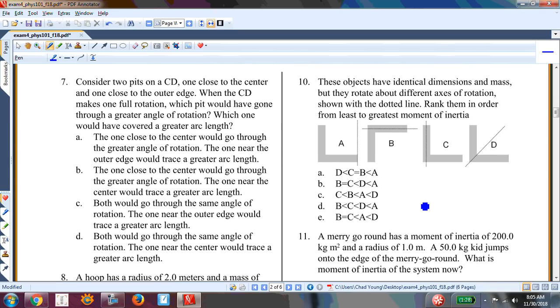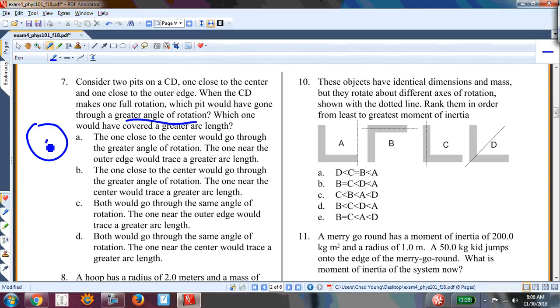Consider two pits on a CD, one close to the center and one close to the outer edge. When the CD makes one full rotation, which pit would have gone through a greater angle of rotation? Which one would have covered a greater arc length? Okay, so this comes back to the definition of a rigid body. In a rigid body, every point has the same angular velocity. So the angle of rotation would be the same for both pits.